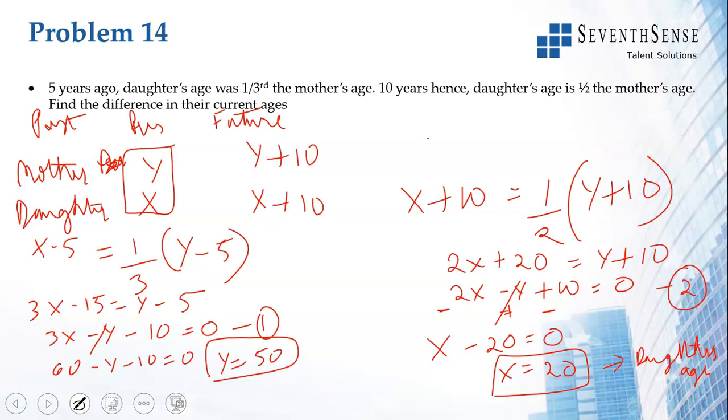Let us see if the statements can be checked. So daughter is now 20, mother is now 50. 5 years ago, daughter was 15, mother was 45. And does it stand scrutiny? 5 years ago, daughter's age was 1/3 mother's age. Correct. Daughter is 15, which is 1/3 of 45. 10 years hence, daughter will be 30, mother will be 60. Daughter's age is half mother's age. So what we have solved is indeed correct.